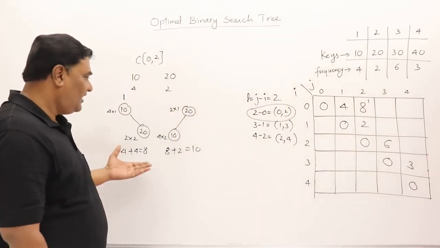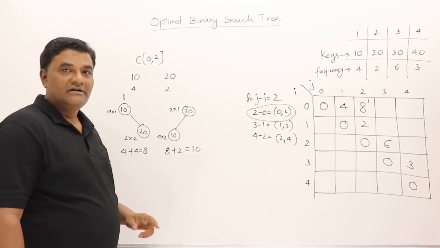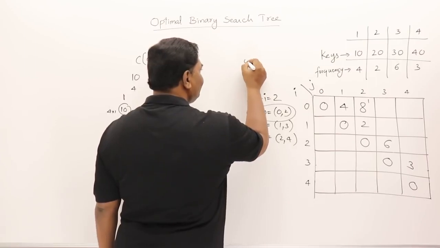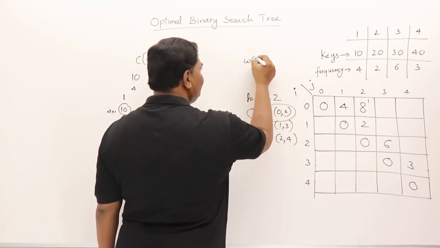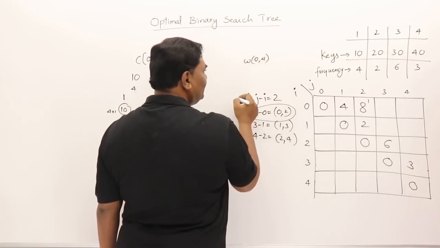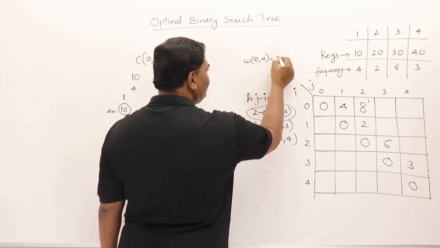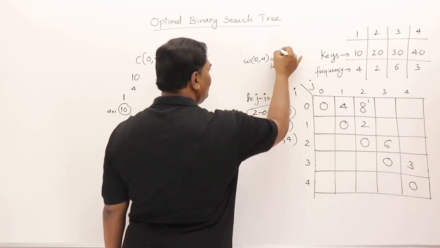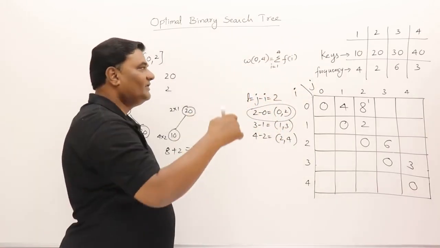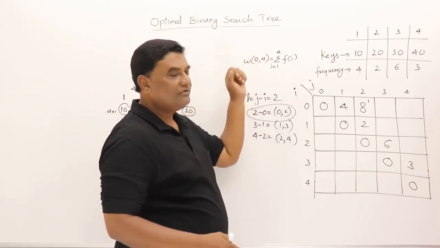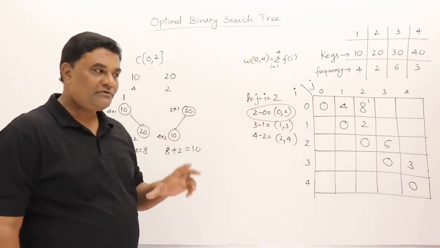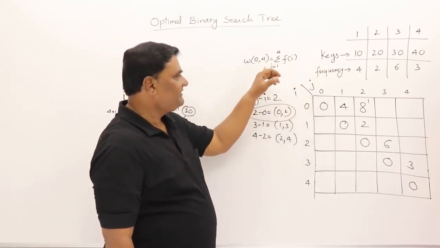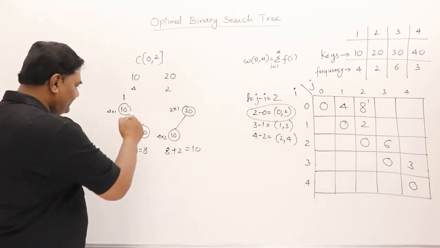Now I will show you how I can apply the formula here. Before showing the formula, I will use one value, that is weight of 0 to 4, for example. This means the sum of all the frequencies from 1 to 4. Actually we have frequencies from 1 to 4, but we'll write from 0 to 4, right? We are starting from 0 so that we can make a formula. So weight of 0 to 4 means the sum of all the frequencies from 1 to 4. So let us see the formula.